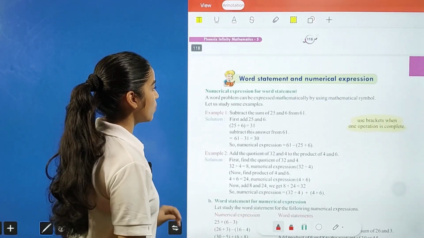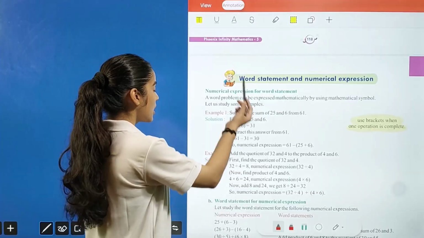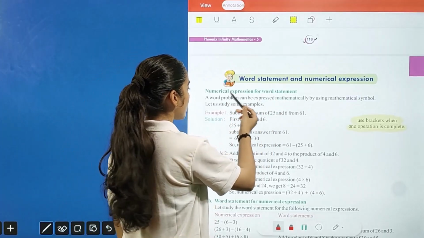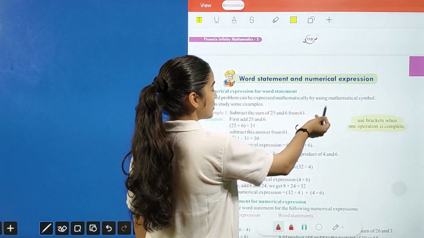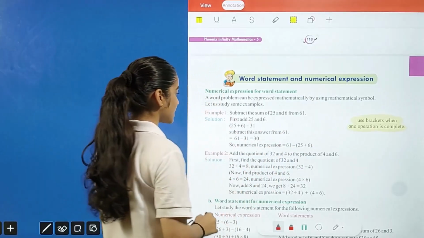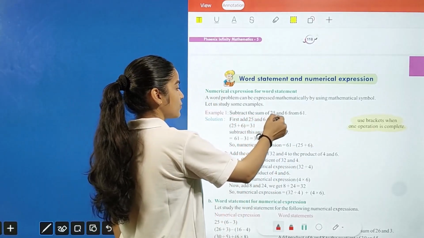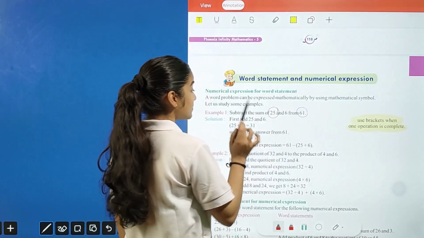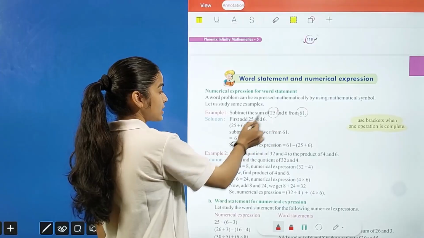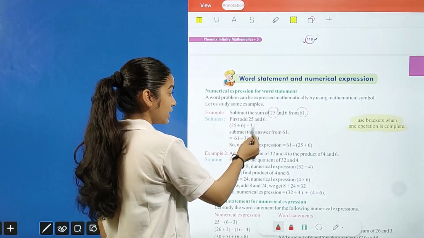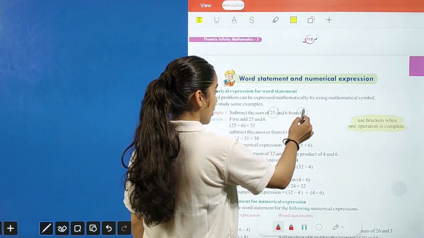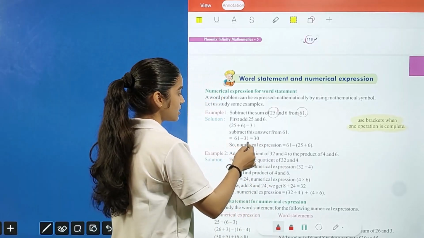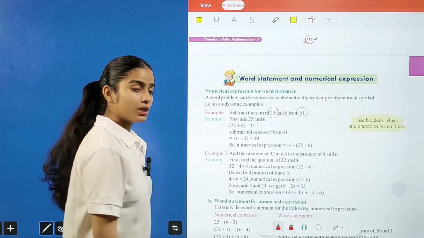Now we move forward to word statements and numerical expressions. Numerical expressions for word statements. A word problem can be expressed mathematically by using mathematical symbols. Let us study some examples. Subtract the sum of 25 and 6 from 61. So 25 plus 6, first we have to add them and then we have to subtract it from 61. So 61 minus 31, your answer is 30.